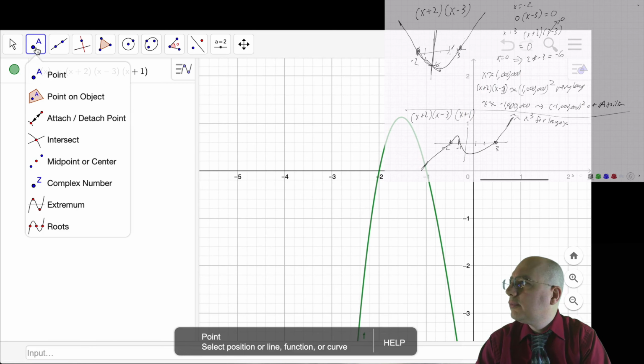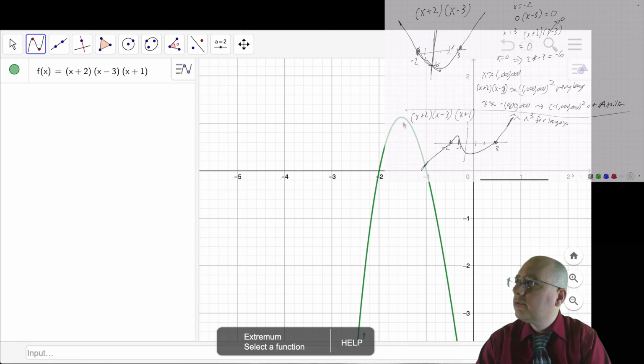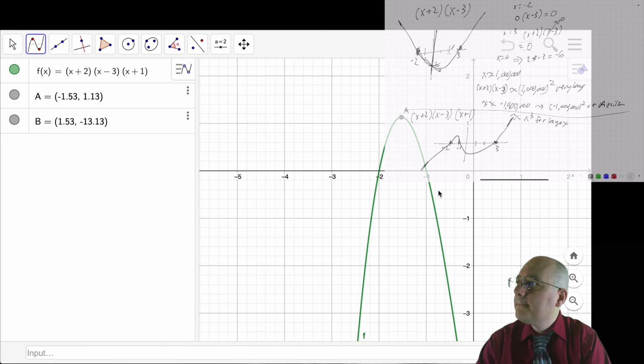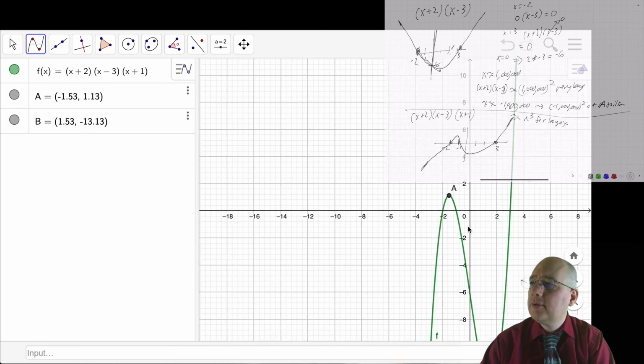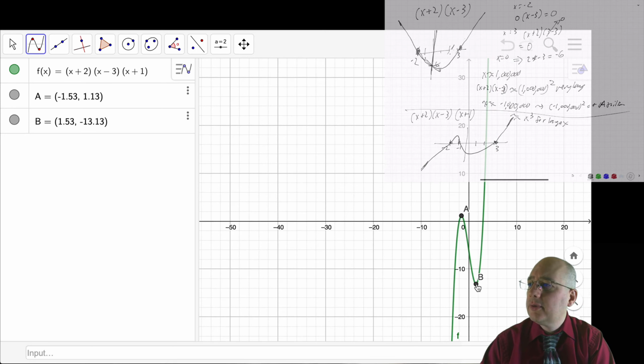So let's look at the extremum here. You get minus 1.53 over here, which is not the halfway point between minus 1 and minus 2. It's near it, but it's not. So cubics are mutating these kinds of things. We've also got one down here, 1.53. I don't really know why that's at the same point, but whatever.